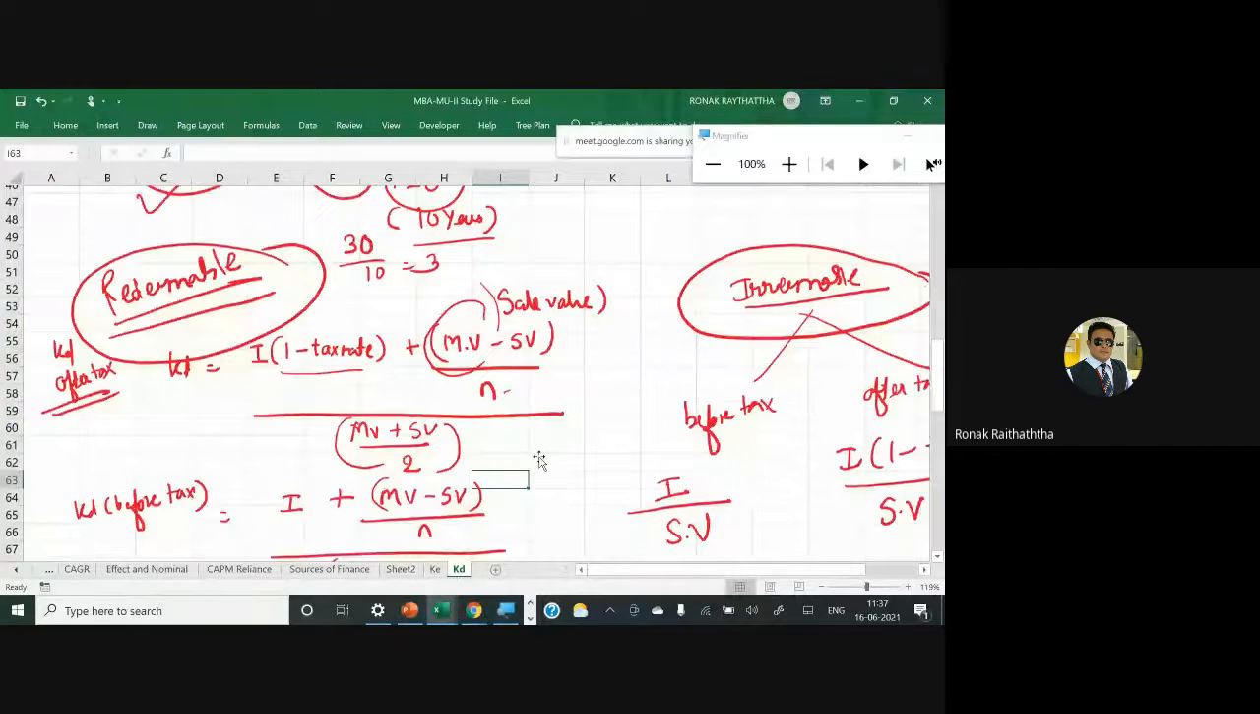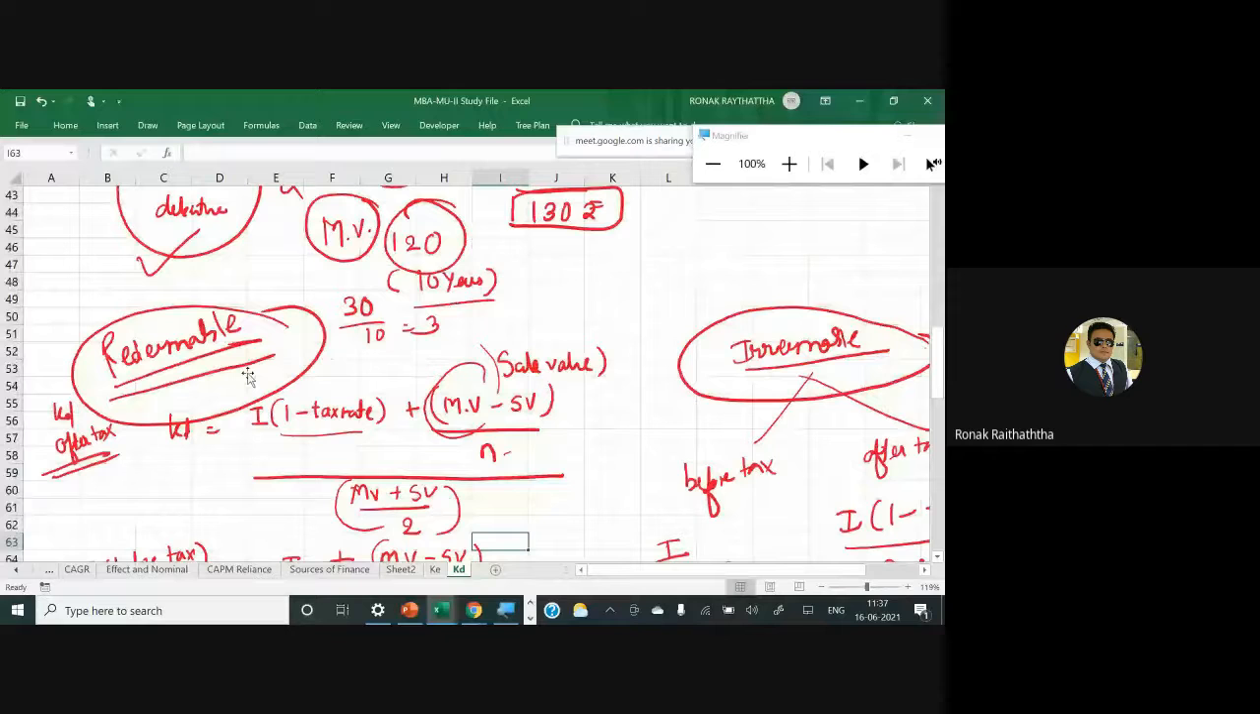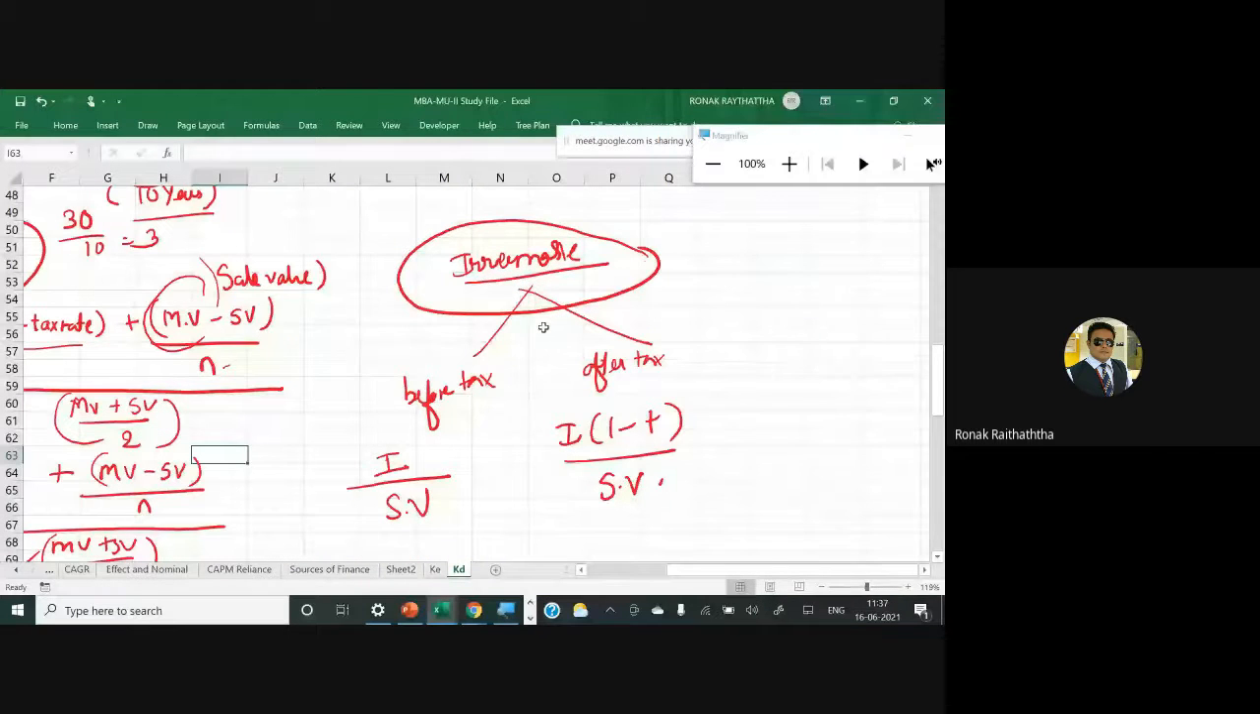So, the KD after tax formula, let me just clarify this again. If the debentures are irredeemable, that means they are never going to be redeemed. So in that case, maturity value will not be there. So I divided by the sell value. And if it is after tax, I multiplied by 1 minus T, where T stands for the tax rate, divided by SV. So you get the cost of debt.